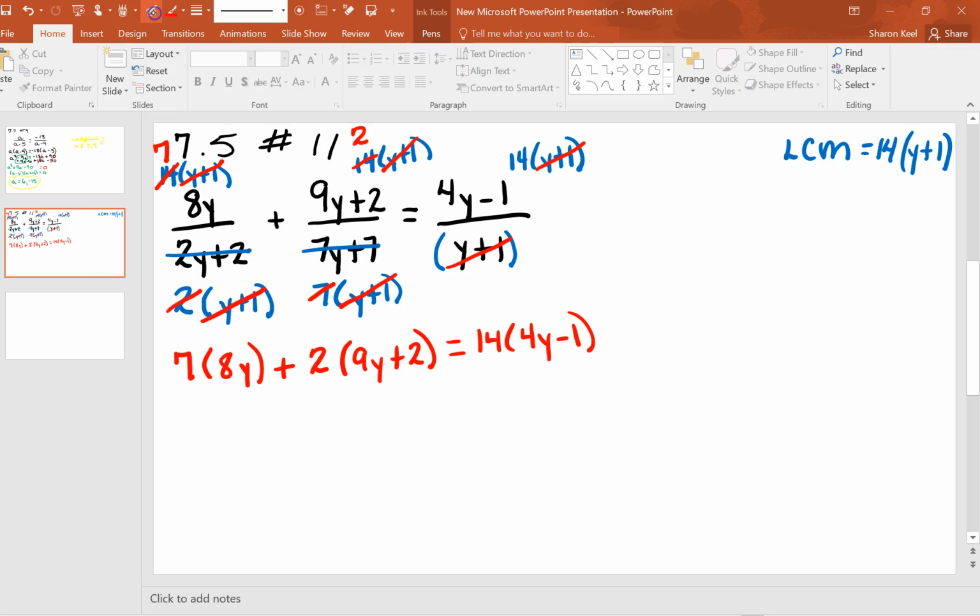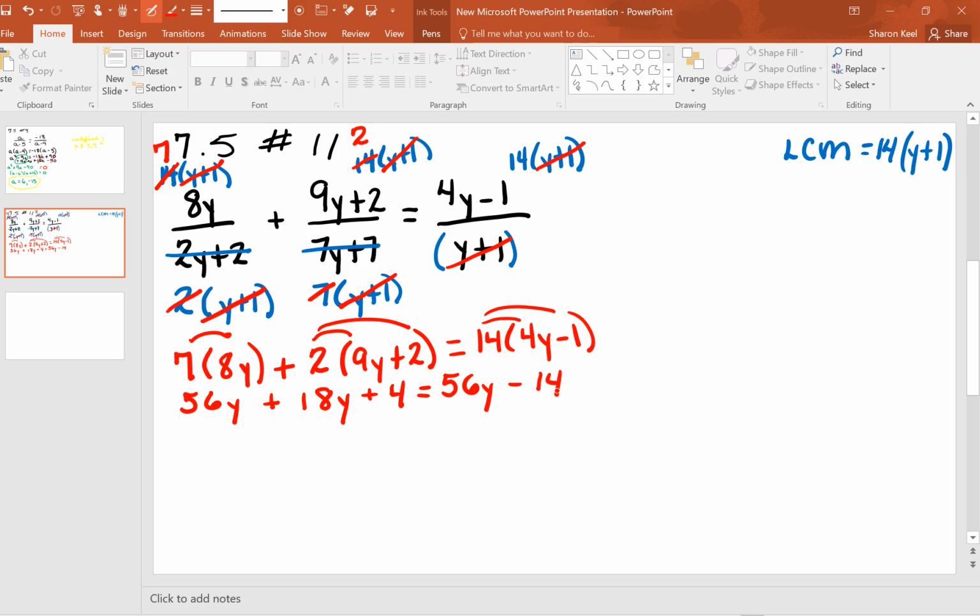So as we continue now, we have a simple problem where we're just going to apply the distributive property and solve for y. So this is really just like what you would have done in DMA 40. Here, when we distribute, we have 7 times 8. That's going to give us 56y. Here, when I distribute, 2 times 9 is 18y. 2 times 2 is 4. Here, I'm going to also distribute. So I have 14 times 4, which gives me 56y. 14 times negative 1 is minus 14.